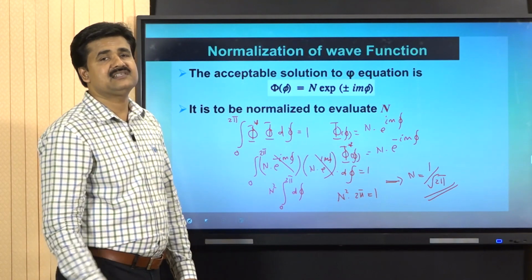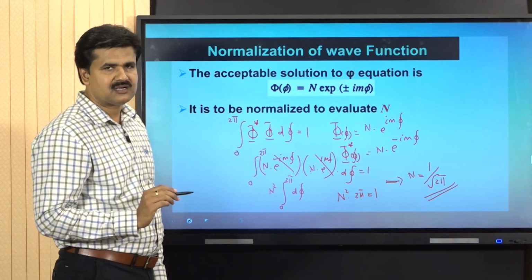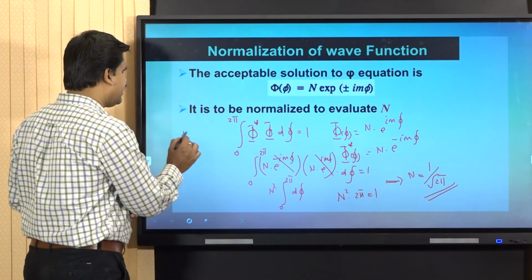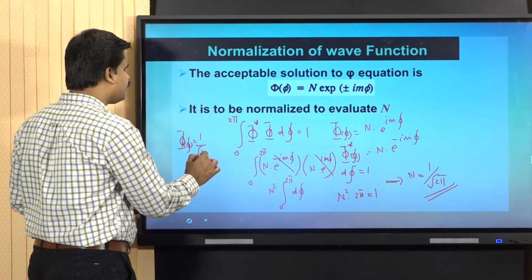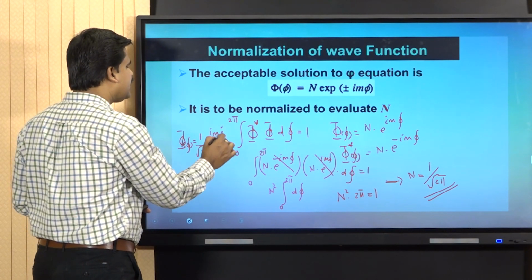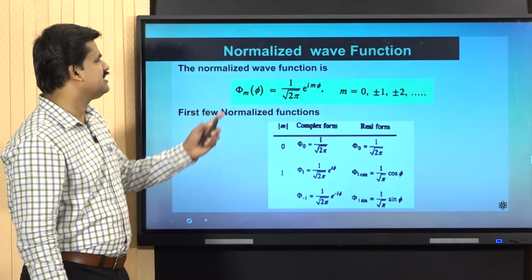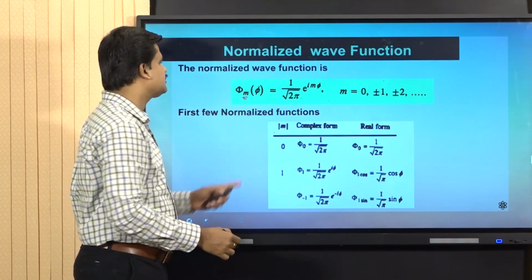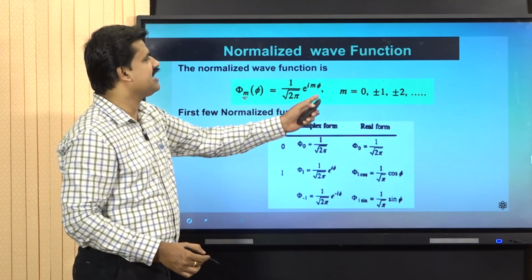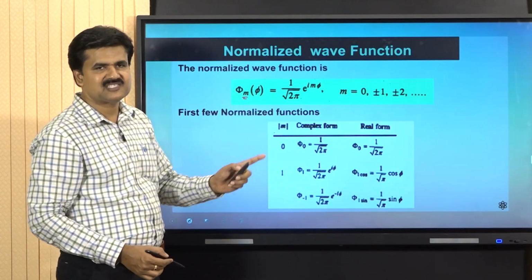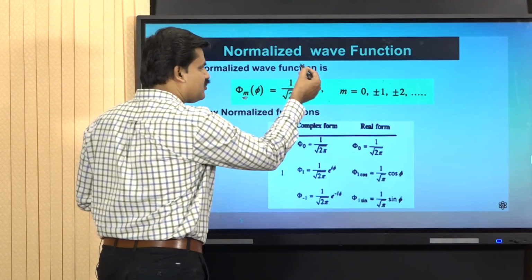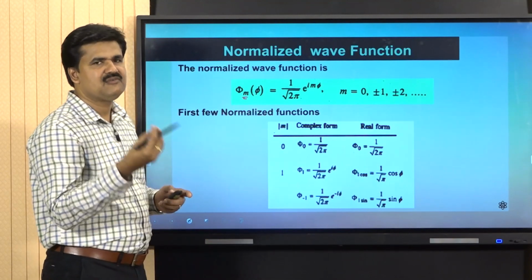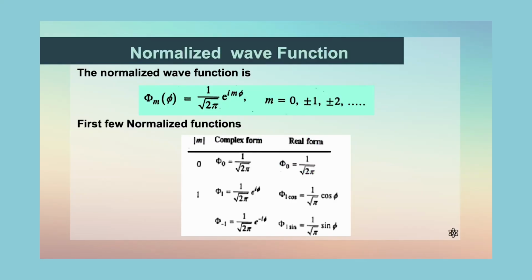Thus, the complete normalized wave function for the rigid rotator for the φ equation is Φ(φ) equal to 1 by root of 2π into e^(imφ). This is the complete normalized wave function. Φ_m(φ), I am putting m here because Φ has a connection with m, where m is equal to 0, ±1, ±2, etc. By putting different values of m here, I will get different values for Φ(φ) or Φ_m(φ). First few normalized Φ(φ) values are shown here.